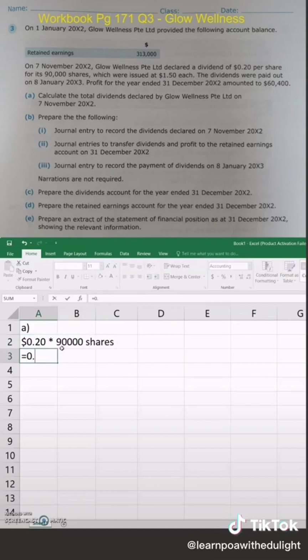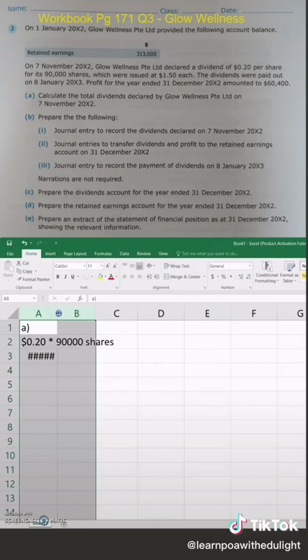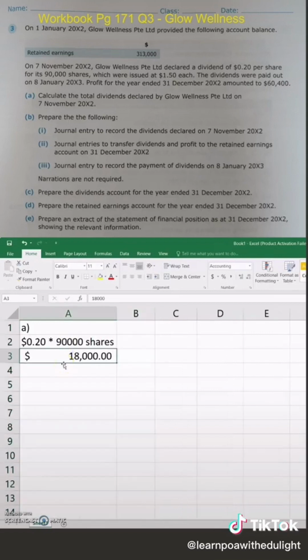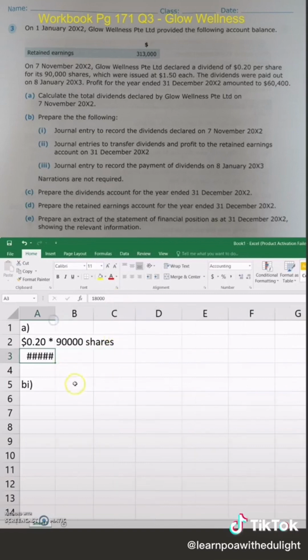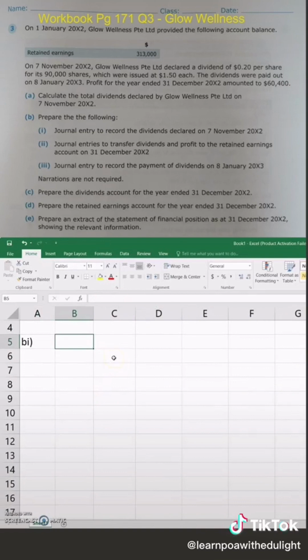So that will give you $18,000. So $18,000 here. Now for part B1, journal entry to record the dividends declared on 7 November. So let me just shorten this. So now I know it's $18,000.